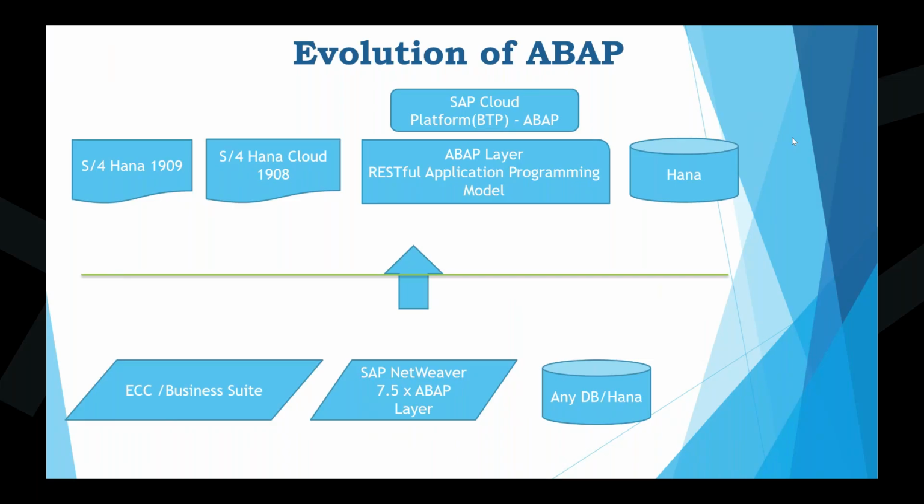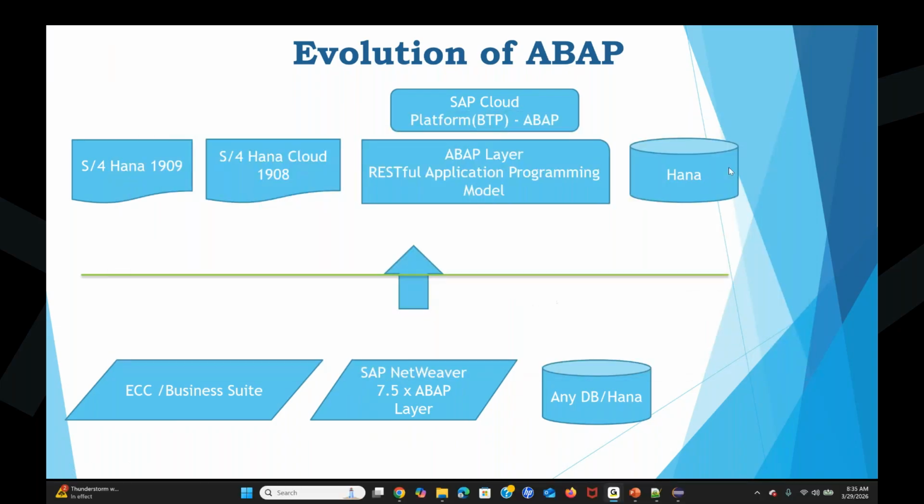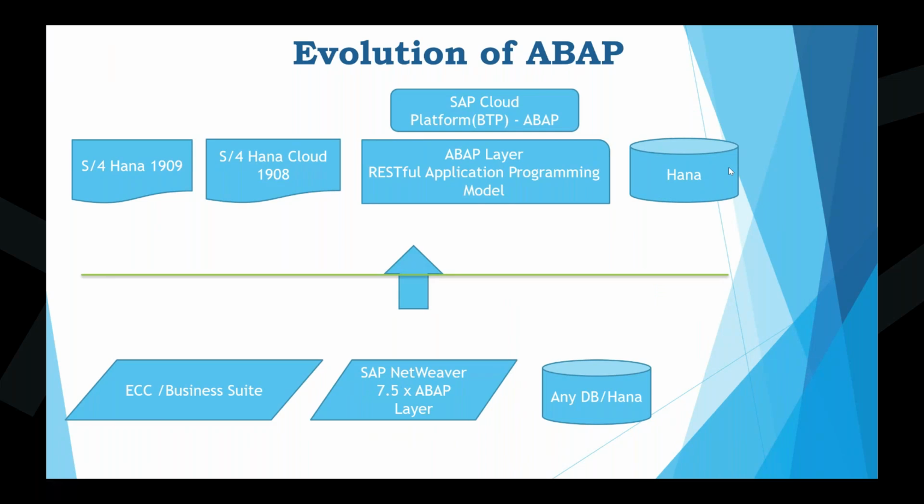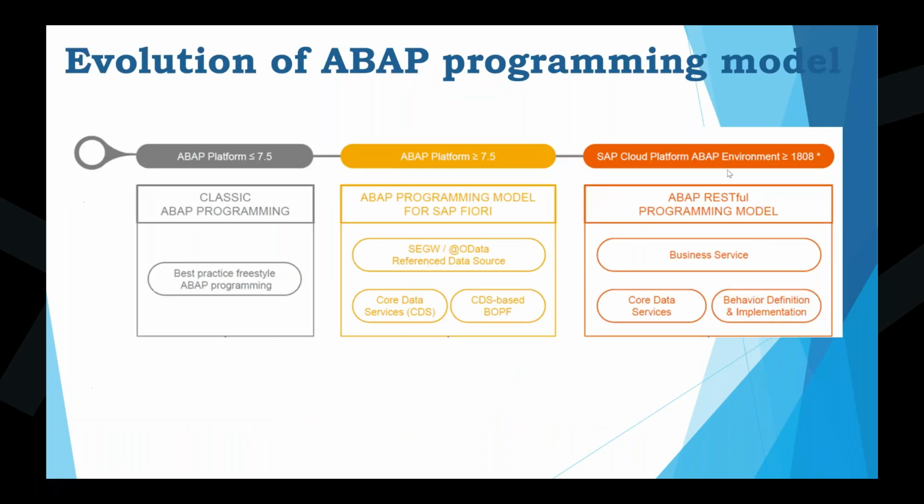Any questions, guys? Is it clear? You guys understand now. Before we used to have any DB, now it's a HANA DB. Any questions? You guys are understanding, right? Clear. Next. So what evolutions have come in the ABAP programming model?